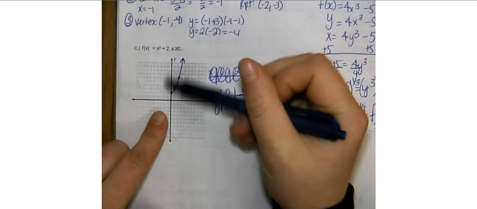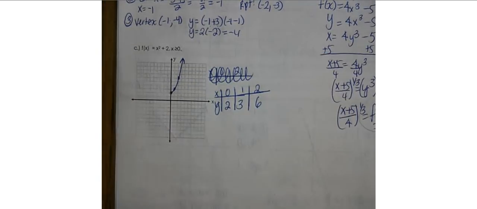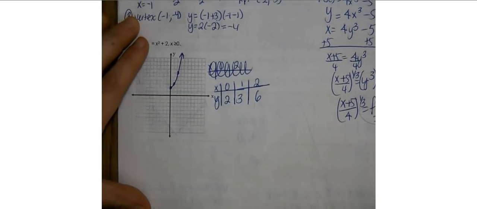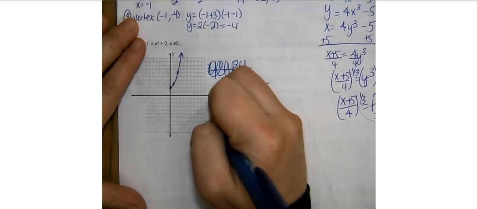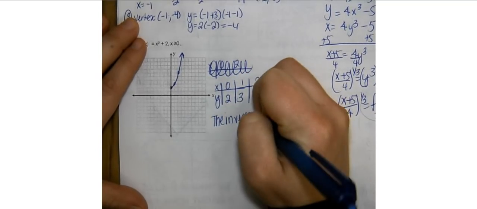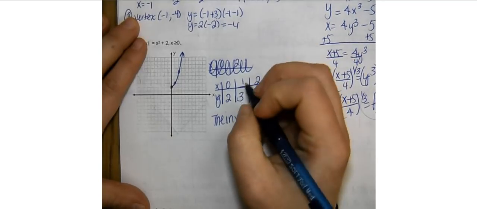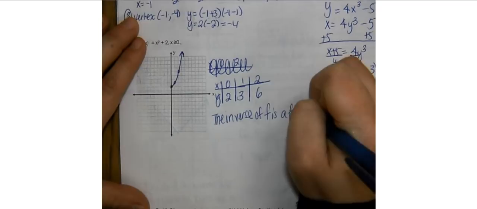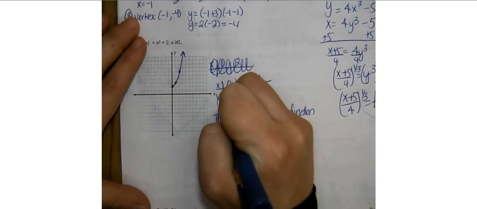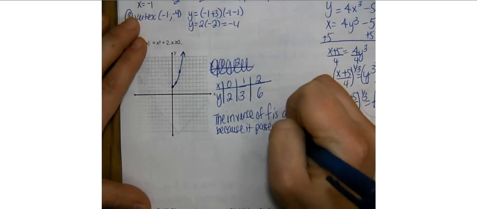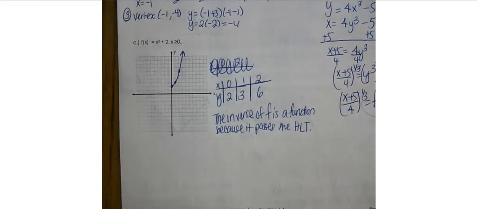And when I do that, well, it passes the horizontal line test. It only will cross one point at a time. So I'm going to say the inverse of f is a function because it passes the horizontal line test. So now we actually need to find what the function is.